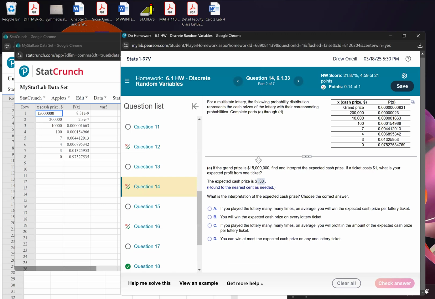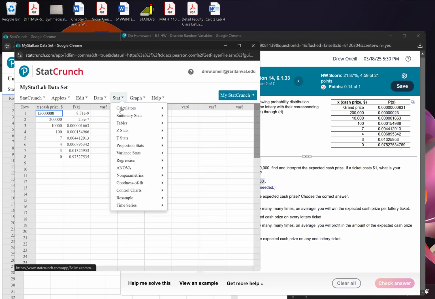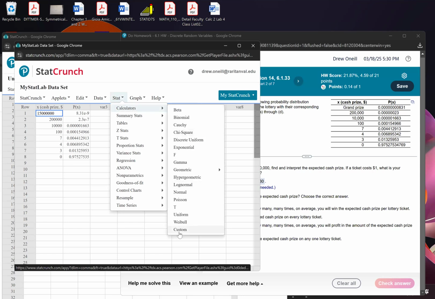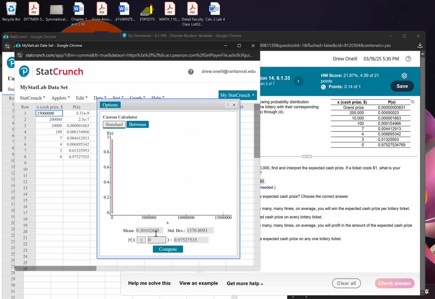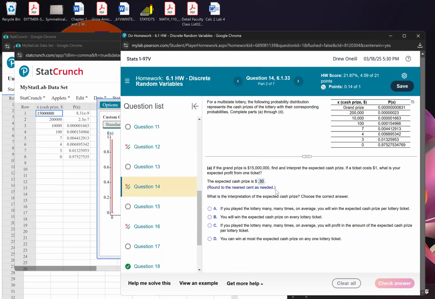Ready? I already calculated the expected prize, but it's the same thing. Stat, calculator, custom. The values are the payouts, so the X, then the weights are the probabilities. And this mean is the expected value. So 30 cents. So this is a game where you're going to win something every time you play. All right, so that's that one.